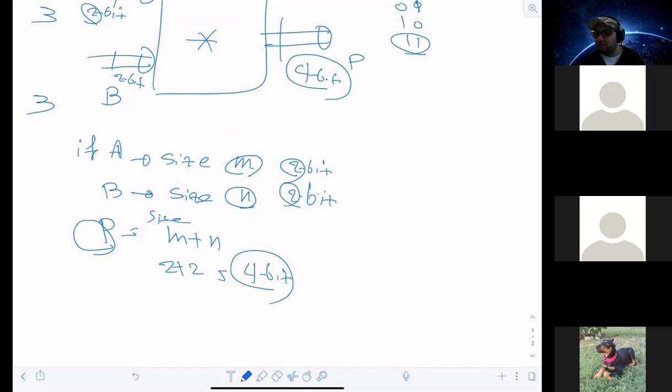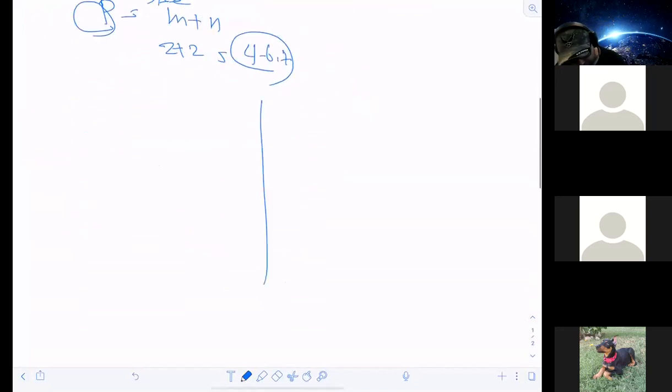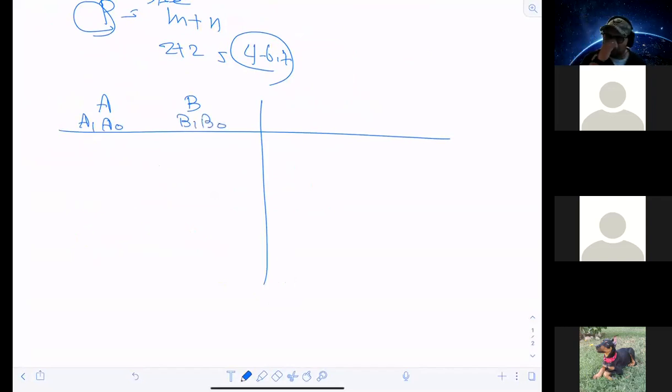So I have the truth table here like this. I have A and B: A1, A0, B1, B0. How many states is this table covering? 16. Why? Because 2 to the power of 4 is 16.